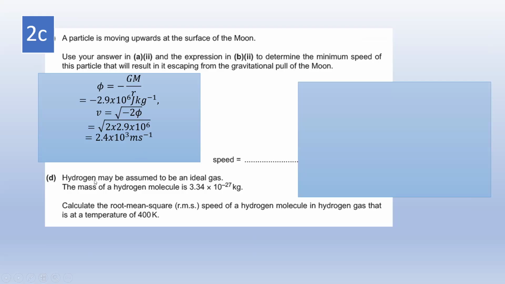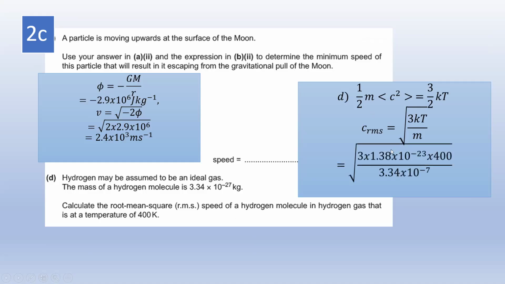Hydrogen gas, assumed to be an ideal gas, has a mass of molecule given by this value. Calculate the root mean square speed of a hydrogen molecule in the hydrogen gas that has a temperature of 400 Kelvin. Remember this formula? Kinetic energy is 3/2 kT, root mean square of that one there. Put in your value: this is your 3, this is your k, this is your temperature, this is your mass.